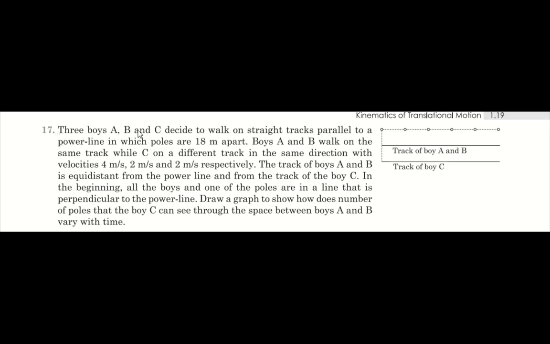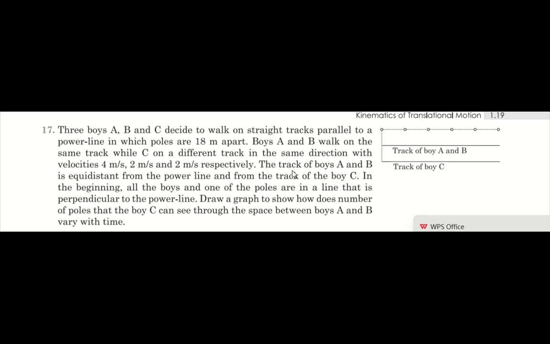Three boys A, B and C decide to walk on straight tracks parallel to a power line in which poles are 18 meters apart. So these are poles and separation between any two poles is 18 meters. Boys A and B walk on the same track while C on a different track in the same direction with velocities 4, 2 and 2. Okay, so A and B move on this track, A with speed 4, B with speed 2 and C with speed 2, and C is moving on this track.